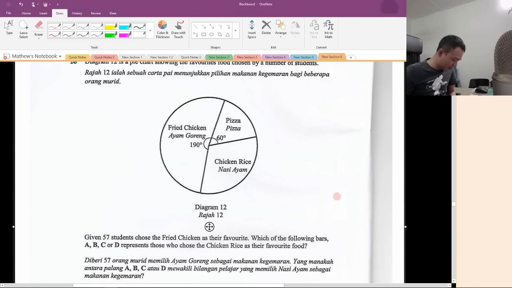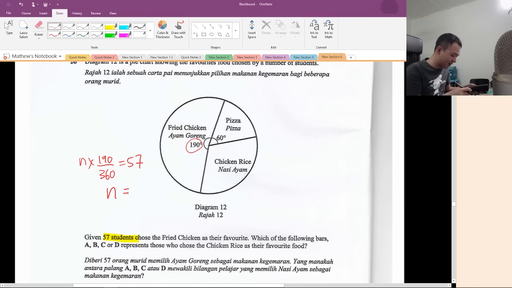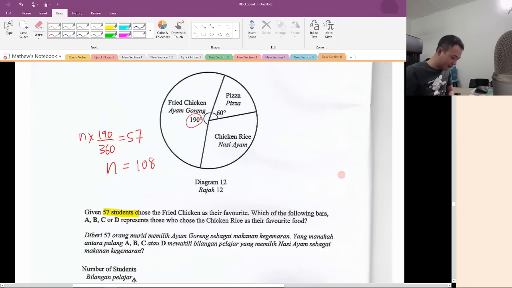Alright, so in this question, given that 57 students choose the fried chicken as their favorite. So fried chicken is 190 degrees, right? So I know n multiply 190 over 360 is equal to 57. Then I want to find the total number of students first. So therefore 57 times 360 divided by 190, you should get the total student is 108.